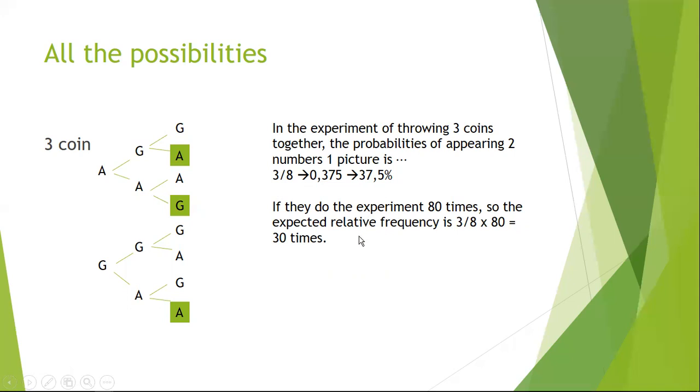The other thing is the frequency. If they're asking about the expected frequency, peluang frekuensi harapan, it means we need to multiply the probability by how many times it happens. So if they have 80 times, the expected frequency is 3 per 8 times 80, equal to 30 times.